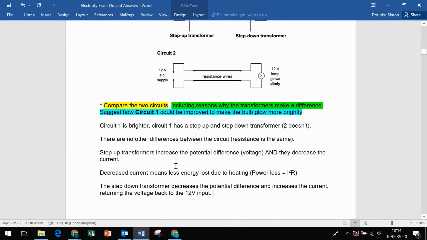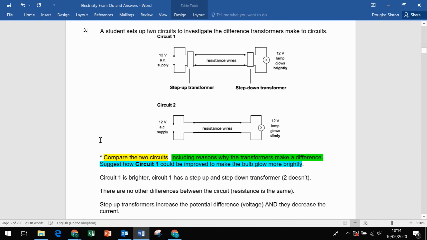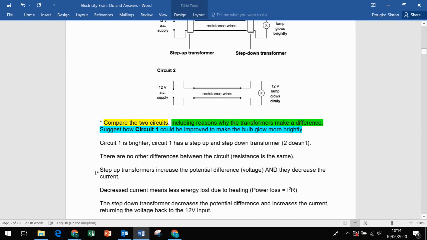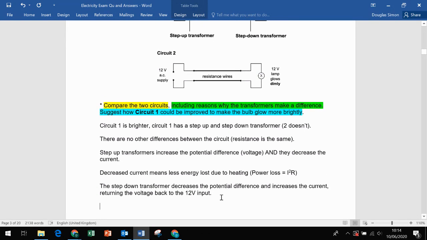So we've pretty much got an answer now, haven't we? 1, 2, 3, 4, 5. We've got 5. This is probably actually worth 2. This first bullet point probably isn't worth anything. So what I will do, I'll just put one more bullet point in. So the bulb in circuit 1 glows more brightly because there is less energy lost in the circuit.